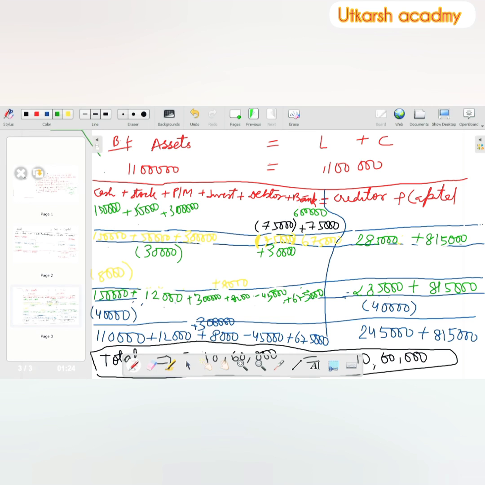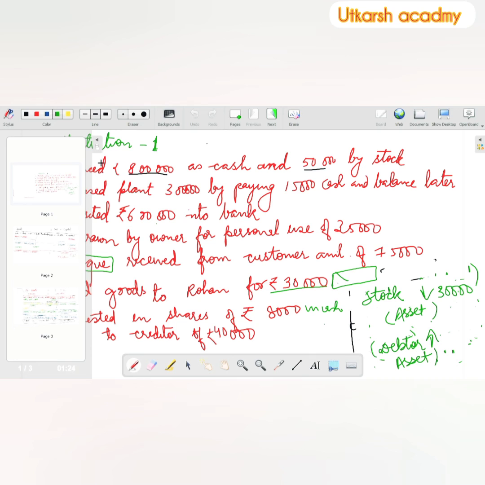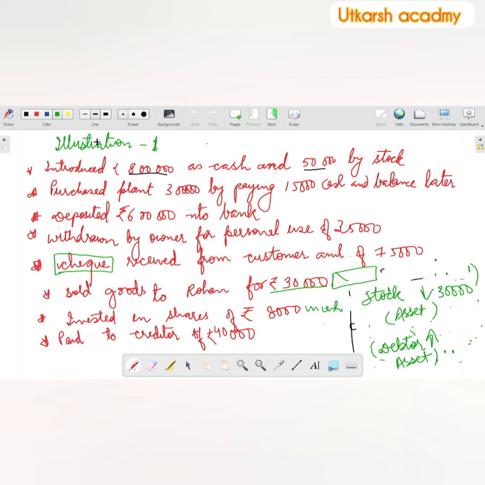Now we'll move to the next. The next is paid to creditor of rupees 40,000. So we are paying creditor. So what is happening? Creditor will automatically reduce because we are reducing our burden. So liability will reduce and we are paying in cash. See, paid means cash. So cash will also reduce because we are taking cash out and we are just paying off the creditor. So we are reducing the burden of creditor and our cash has been reduced because we are expending on creditor.